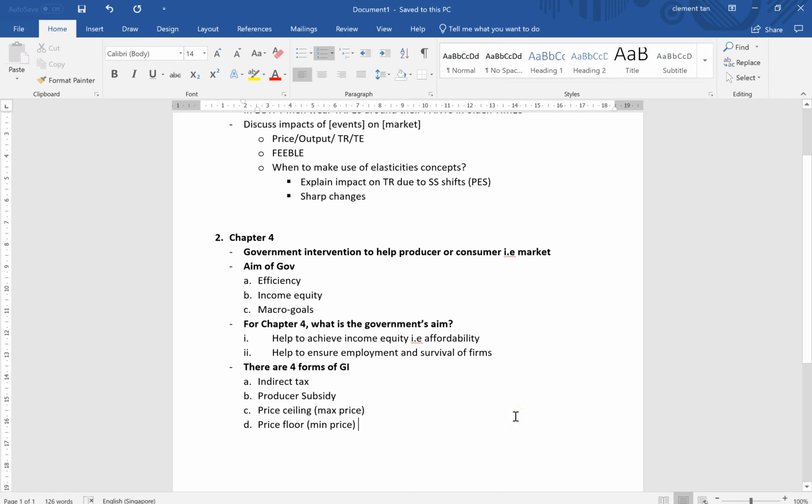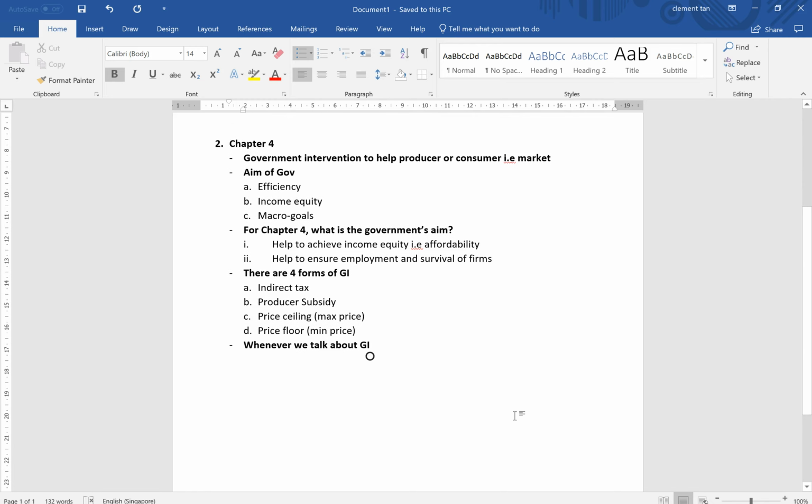Now, wherever we talk about government intervention, you must try to focus on three main areas whenever we do it. One, you should focus on what is the aim and how it works. Usually for what is the aim and how it works, we try to back it up with diagrams.